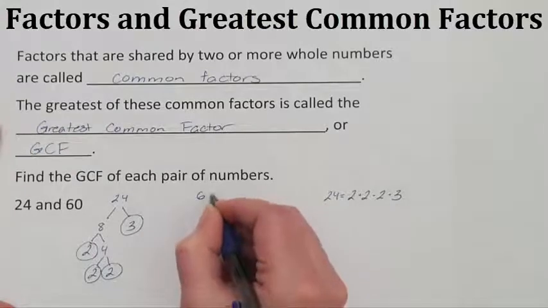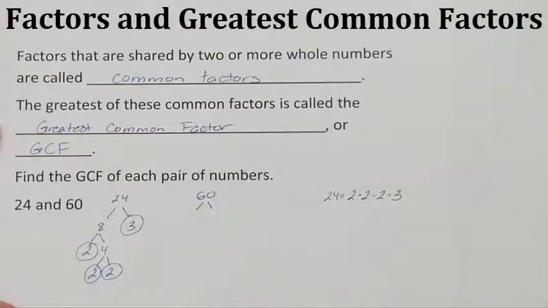Well, now let's go ahead and do this for 60. I need two numbers that multiply together to give me 60. Well, I know 6 times 10 is 60.